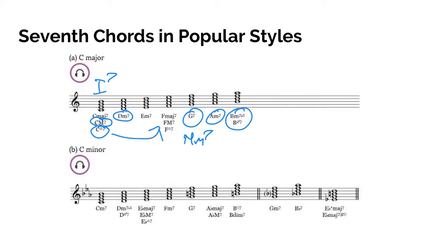All right, let's talk about our C minor scale. So C minor 7, half diminished. And then here we're talking about our fully diminished chord. So that's what you see a lot, the B dim 7. So that's a fully diminished chord. And again, here we have our major minor 7th chord, just G7.